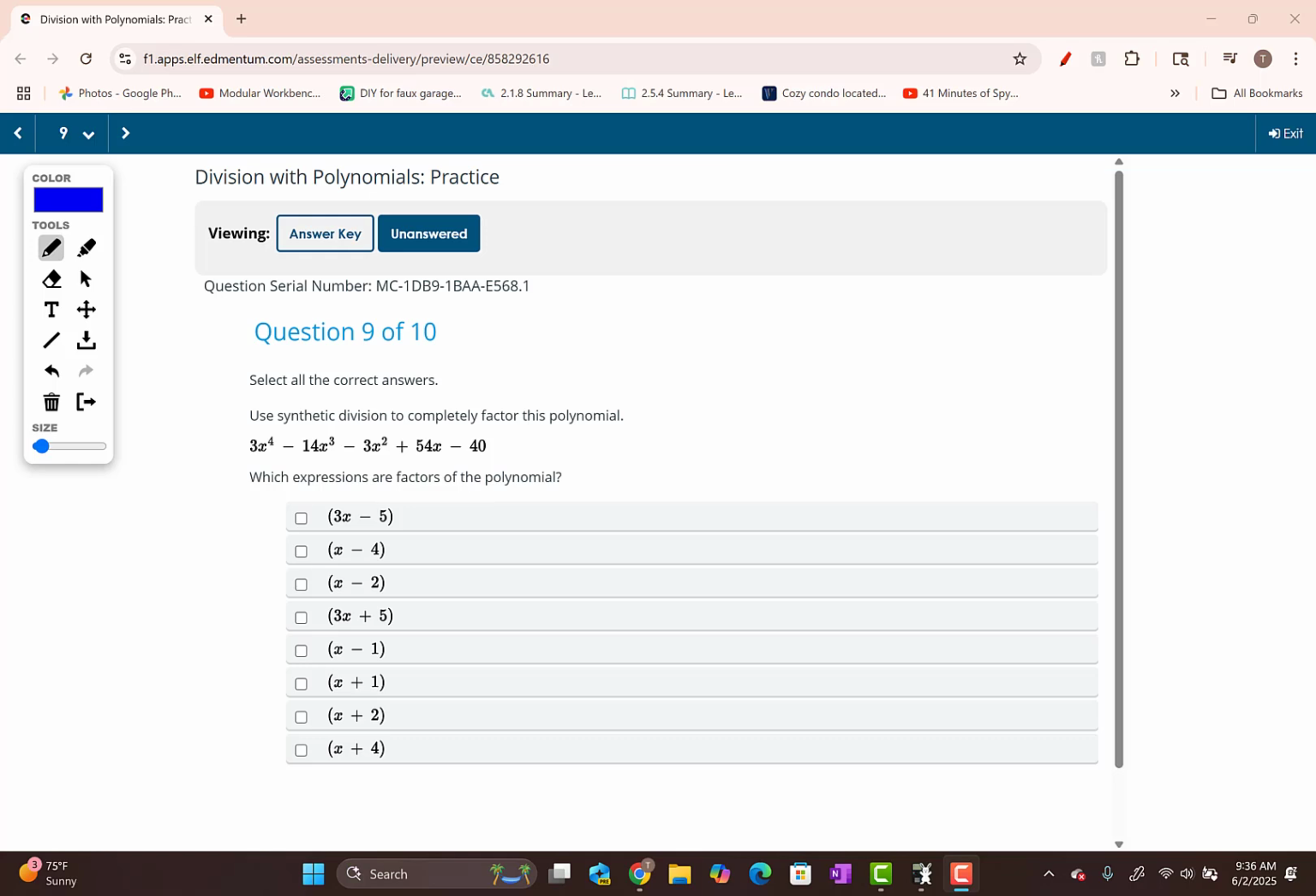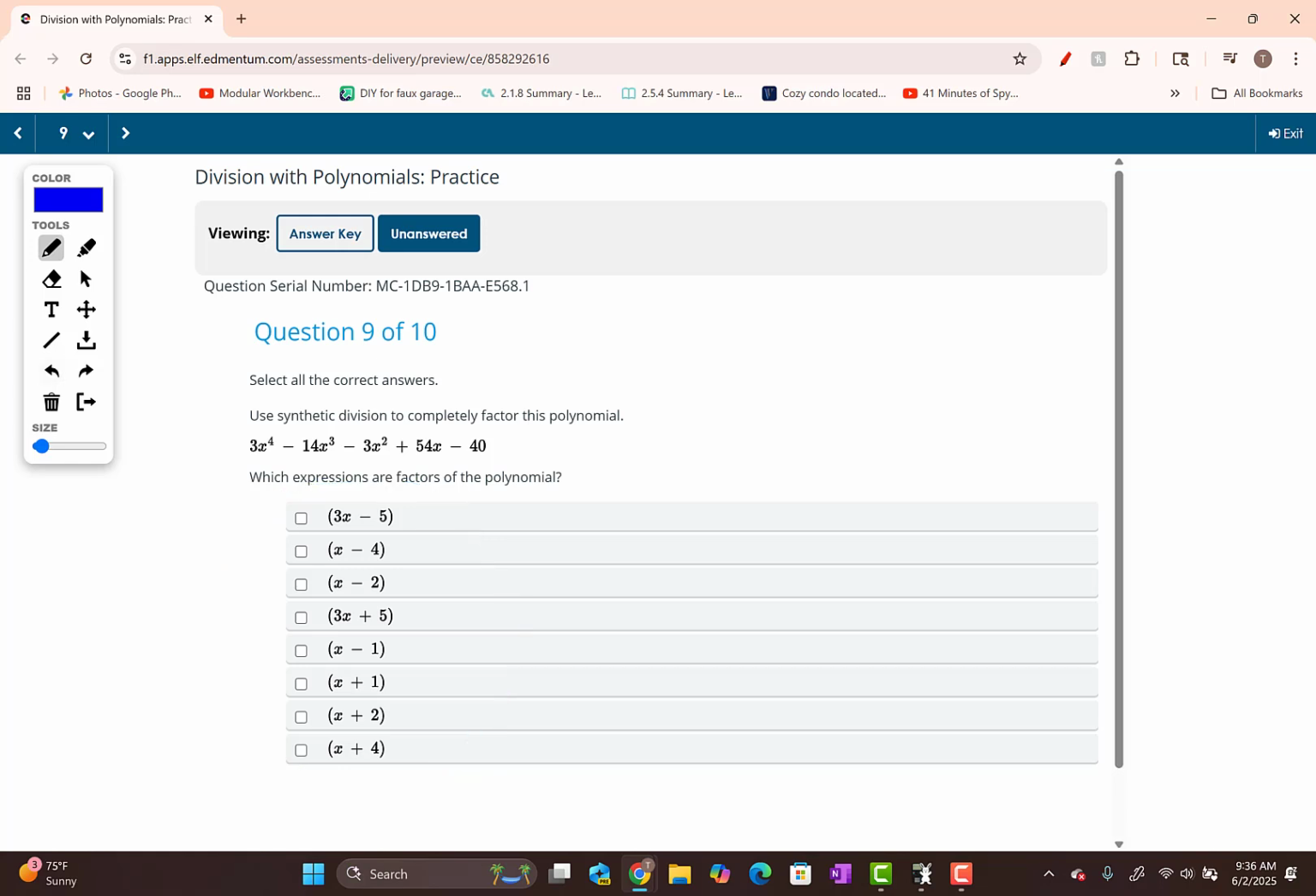Question 9, use synthetic division to completely factor this polynomial. Which expressions are factors of this polynomial? So what's tricky about this is they don't give us that initial factor. So we could use the graphing calculator to determine that initial factor from this list below.